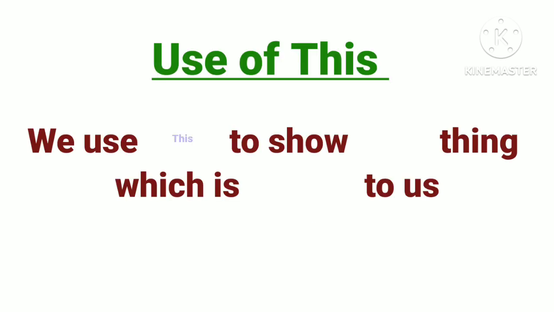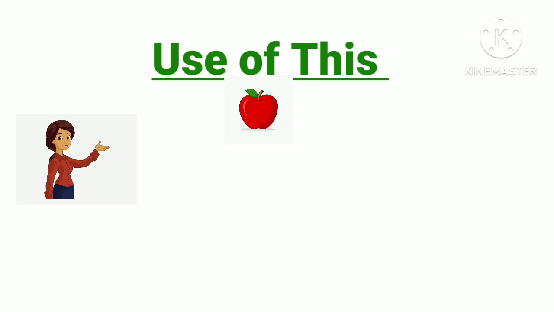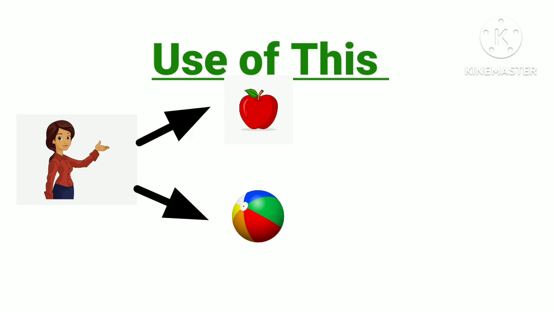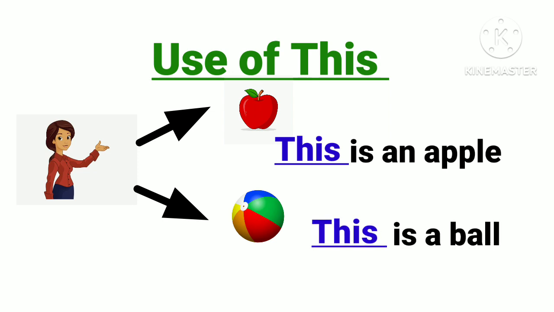We use this to show one thing which is close to us. Suppose I am standing here and an apple and ball is here, which is close to me. So I would say this is an apple and this is a ball.